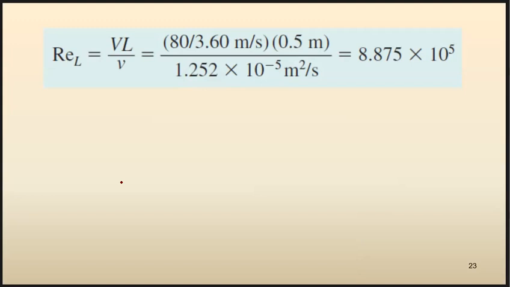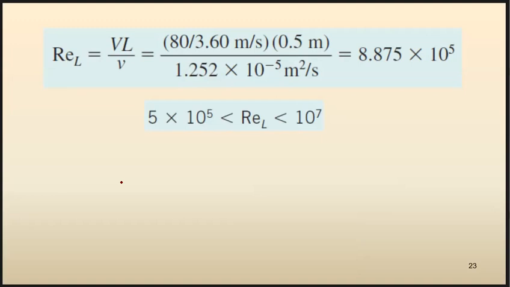Velocity times length of the shield divided by kinematic viscosity. So this is the Reynolds number on the outer surface of the windshield, 8.875 times 10 to the 5. This is already larger than 5 times 10 to the 5 and is smaller than 10 to the 7. It means the flow is a combined laminar and turbulent flow over the windshield.